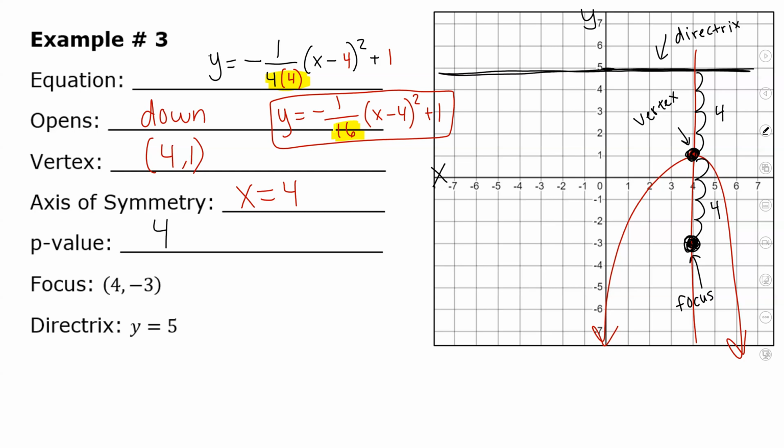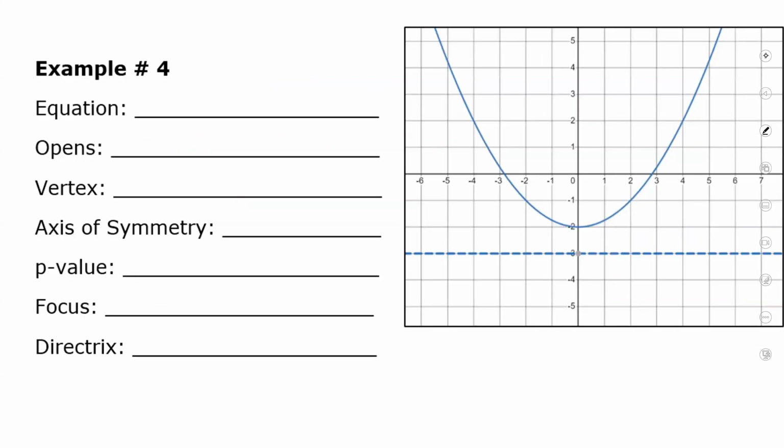All right, I'm going to do one more with you guys, and then you can move on to the practice. Are you guys ready? Okay, last problem. Okay, this time they gave us a picture. So my vertex is right here. What point is that, guys? Yep, 0, -2. So my vertex is 0, -2.